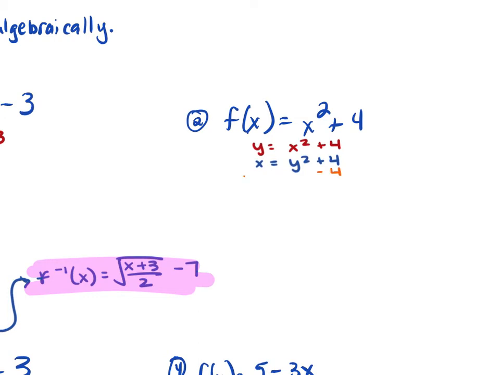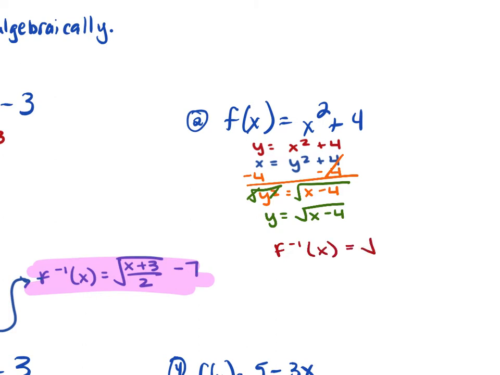So we subtract the 4 from each side. We get y squared is equal to x minus 4. Then we take the square root of both sides to get y, not y squared, and get y is equal to the square root of x minus 4. Now, we're not writing y is equal to, we want to represent this as the inverse. So we're going to have f to the negative 1 of x is equal to the square root of x minus 4.